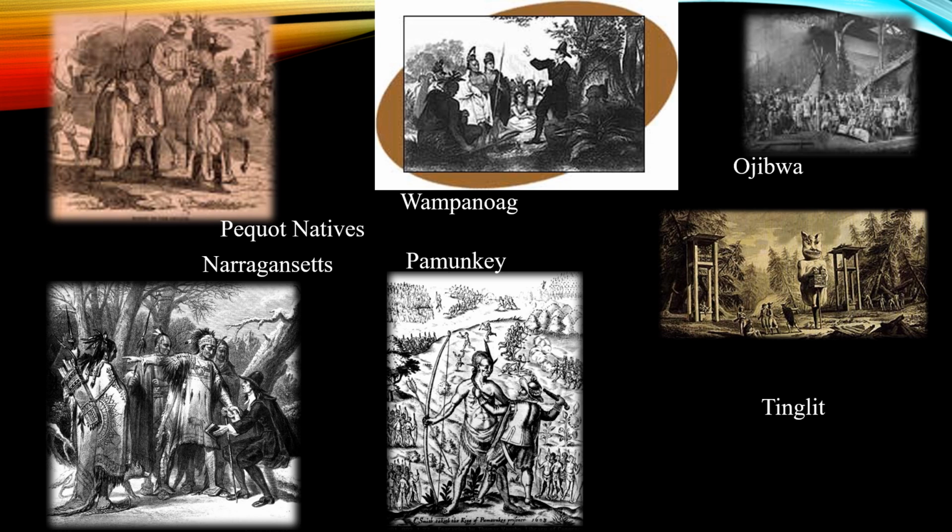Up in North America, and I've given you a few examples here, there are hundreds and hundreds and hundreds of different tribes. And they're, broadly speaking, delineated by their language. And we'll talk more about that later. You can see here I've listed some Pequots, Narragansetts, Pamunkeys, Wampanoags, Ojibwas, and Tlingits.